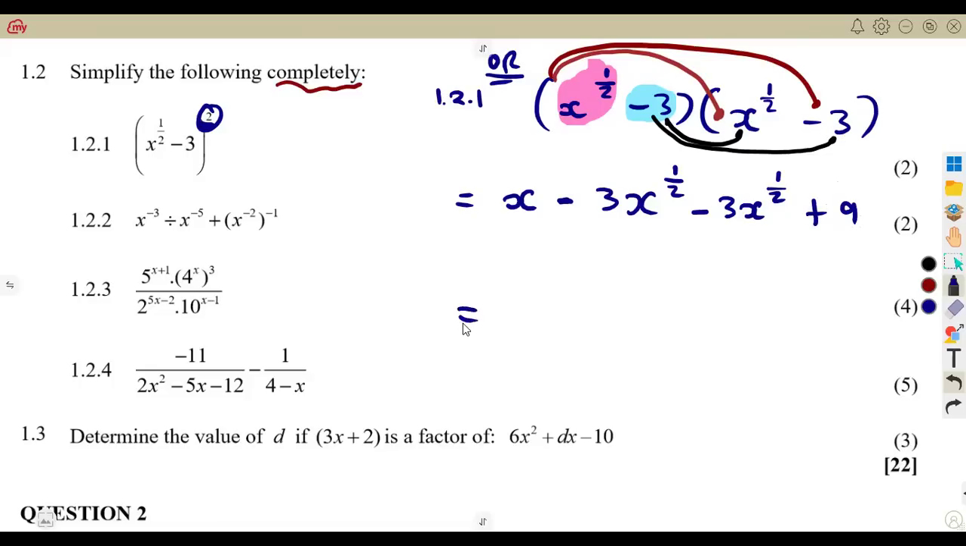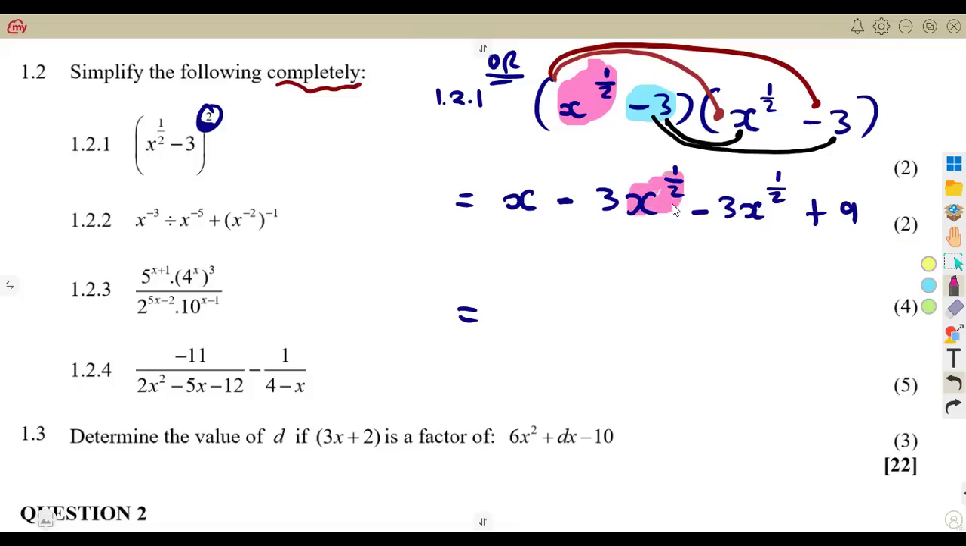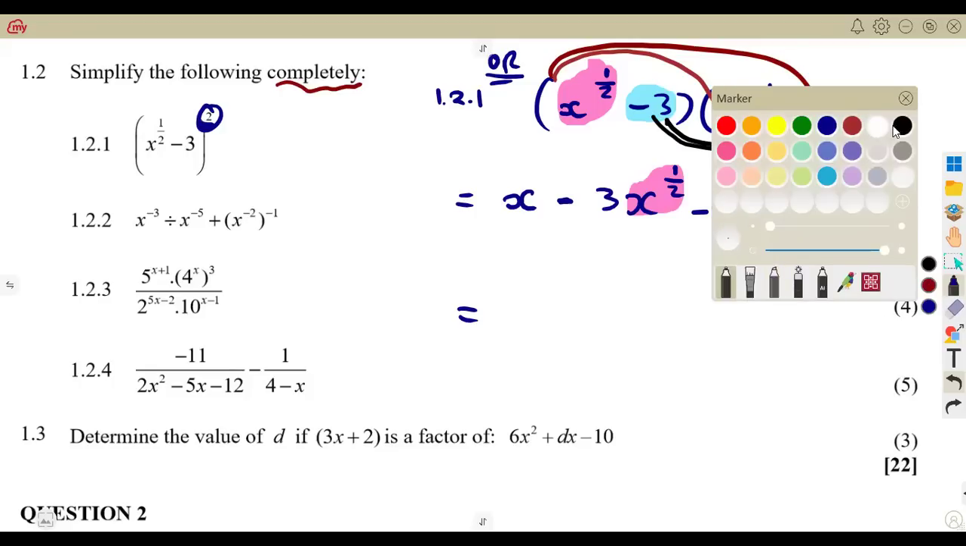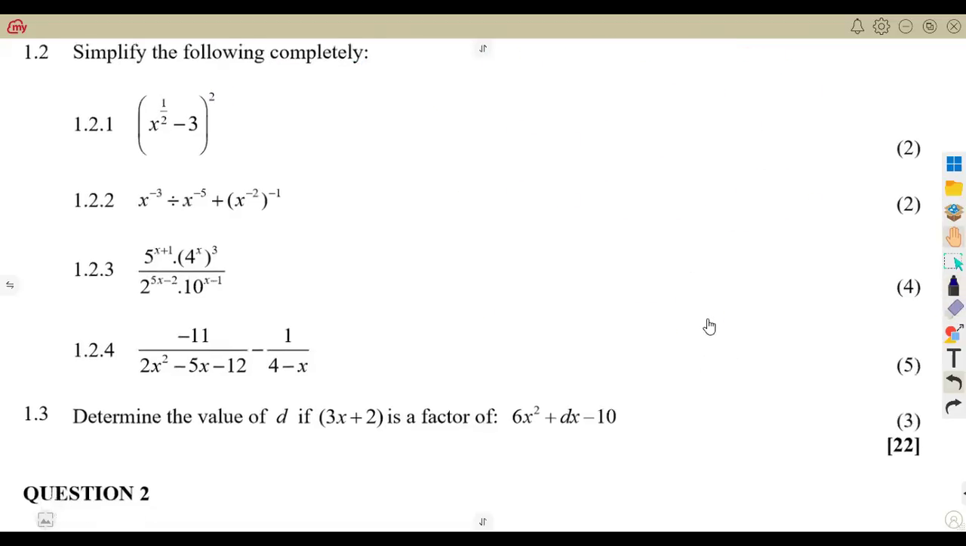So with this, we can collect the like terms. Which like terms? The part where we have x to the exponent of a half. These are like terms: same x and same power, the same variable and the same power. So we're going to have x minus 3 minus 3, that is minus 6, x to the exponent of a half plus 9. So as you can see, still with your FOIL method, you can win. You can have the same answer, just like what we had in the previous case.